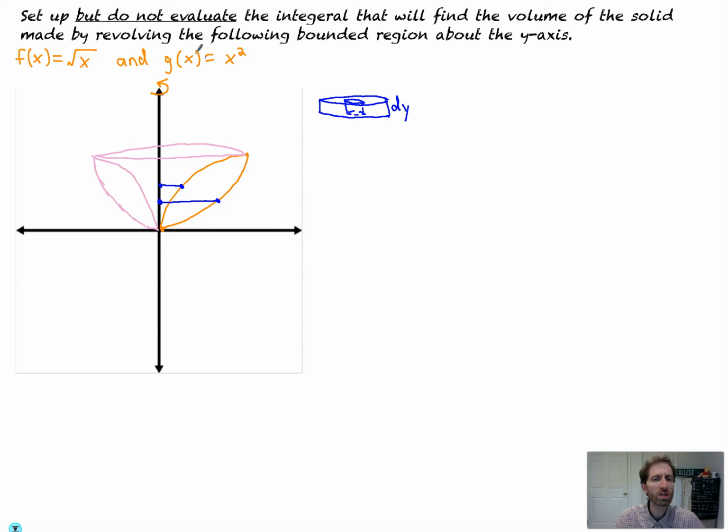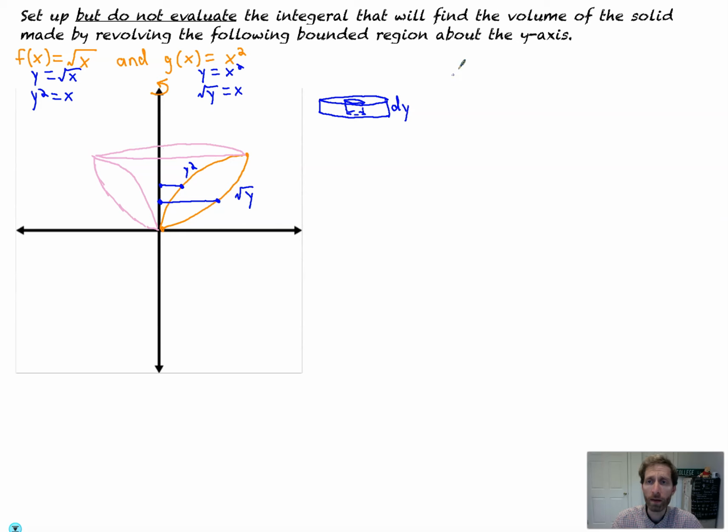But that also means we need to solve each function in terms of y. So this would be y equals root x. Square both sides, you have y squared equals x. This would be y equals x squared. Root both sides and you get root y equals x. You only need the positive root y because it's only the positive side of x that we're taking. So this right here is root y and this right here is y squared, just to kind of keep it straight.